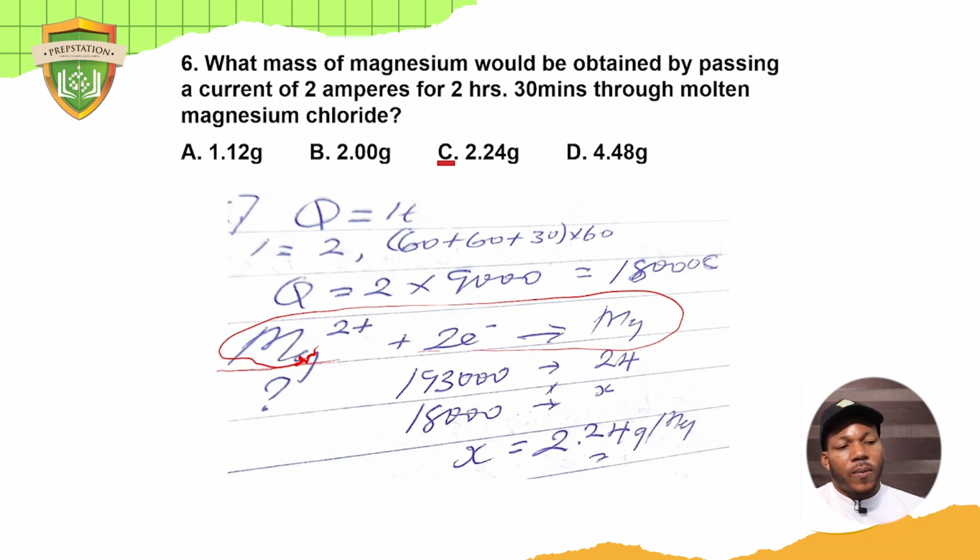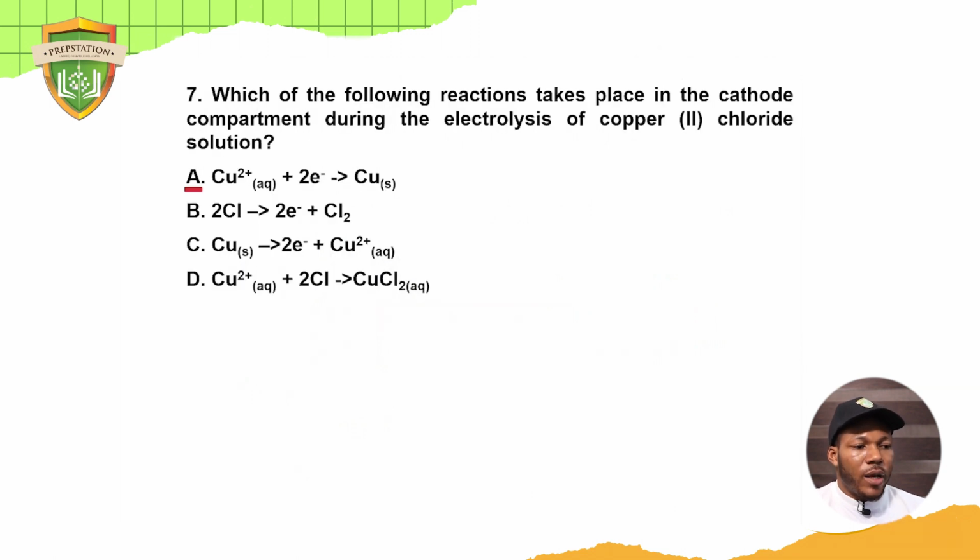Please take notes. The format remains the same. You need to know the half reaction, where it takes place, and how many moles have been deposited. If you do that, your problem is less. Okay, let's move to the next question.